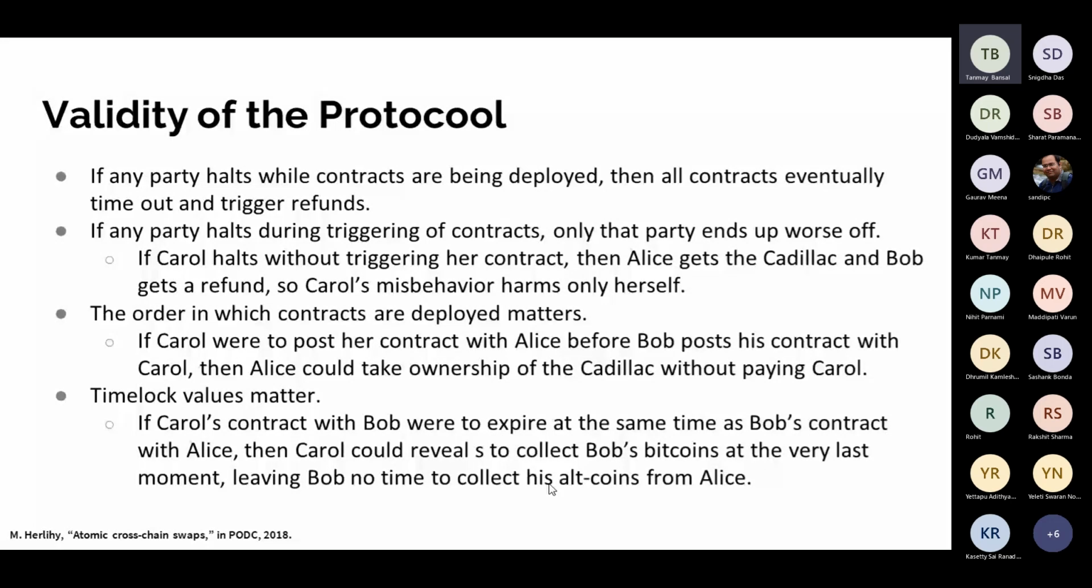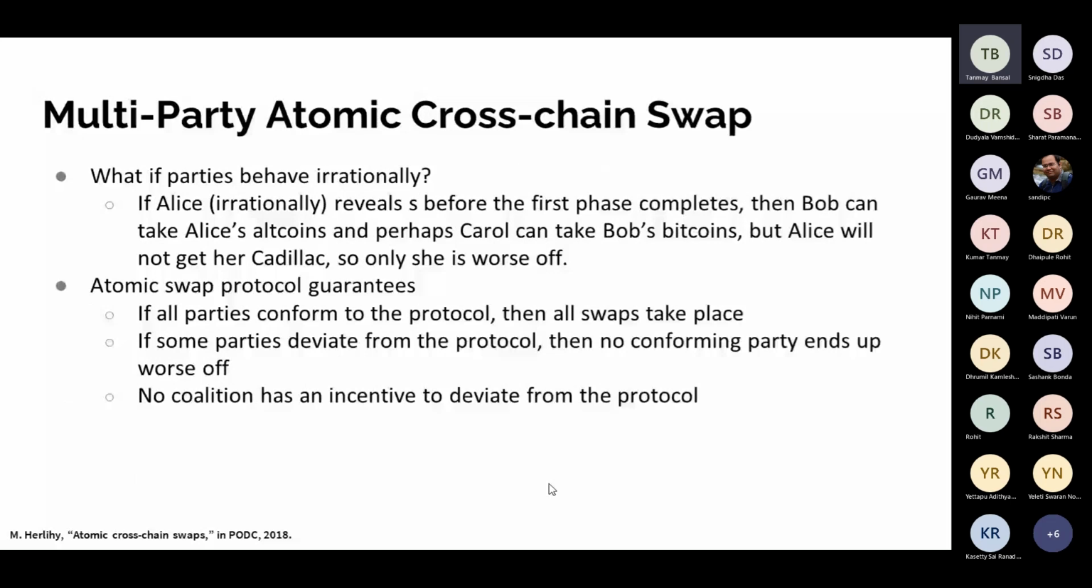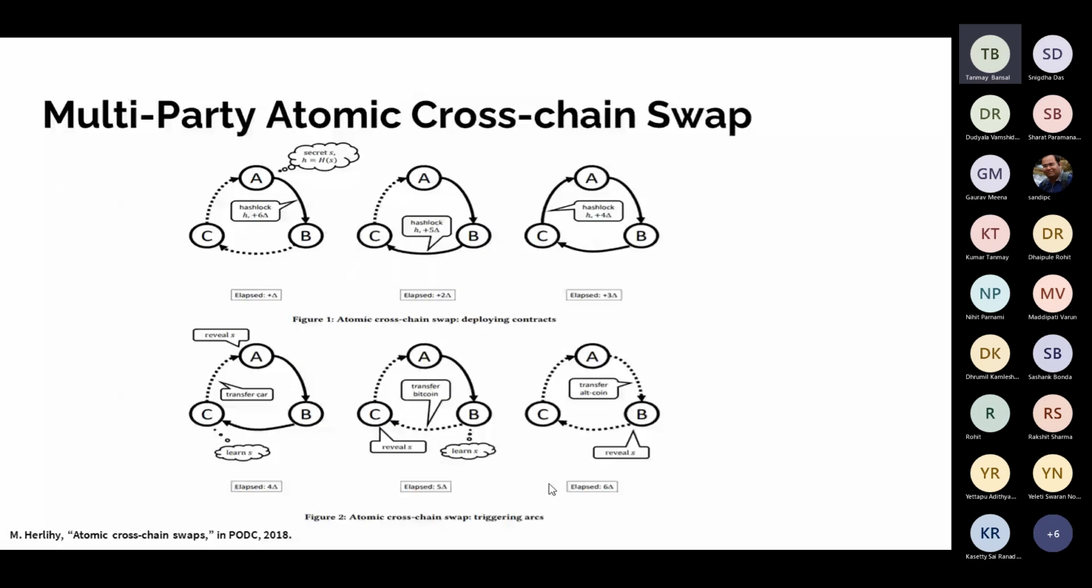So if they behave irrationally, if Alice reveals S before the first phase completes, then Bob can take Alice's altcoins, and perhaps even Carol can take Bob's bitcoins, but Alice will not get her Cadillac. So if it was at the stage where Carol has not created the contract, only Bob has created it, and now Alice has revealed, then Bob will get Alice's money and Carol will get Bob's money, but Alice will not get anything. So again, if Alice misbehaves, only she is going to suffer.